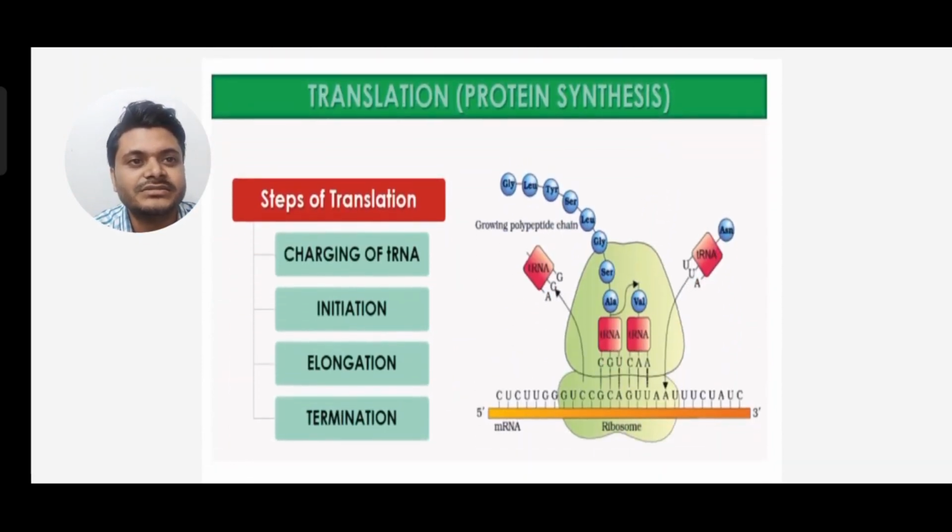Translation, that means protein synthesis, has three major steps: initiation, elongation and termination. Before initiation, one more step is there, that is charging of tRNA. So first tRNA will be charged, followed by initiation, elongation and termination.